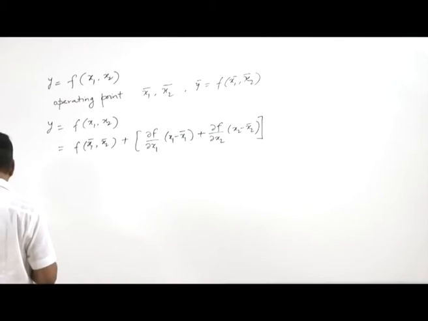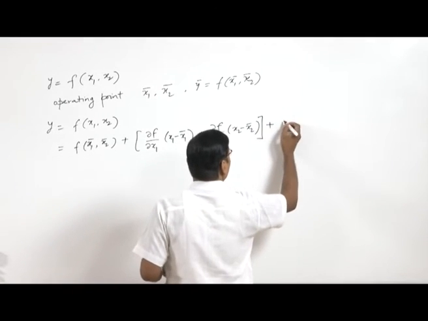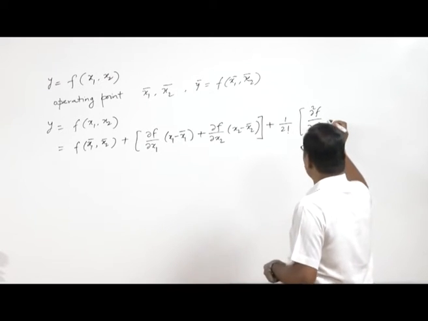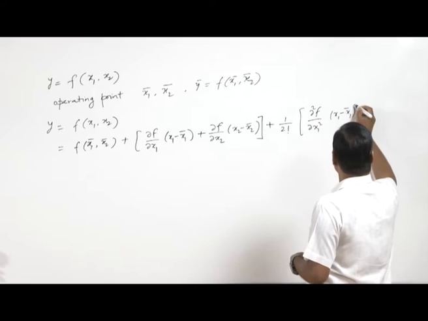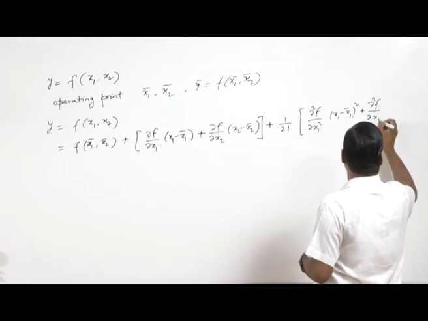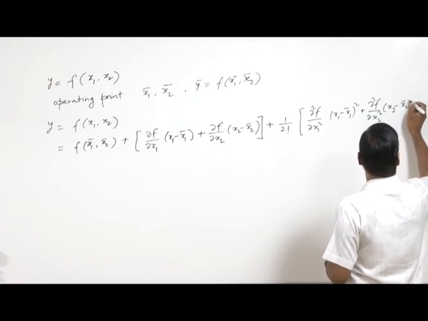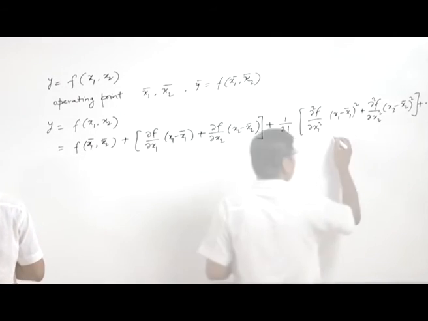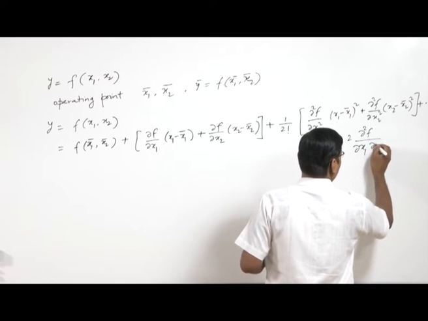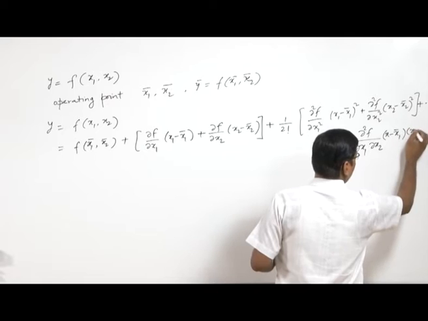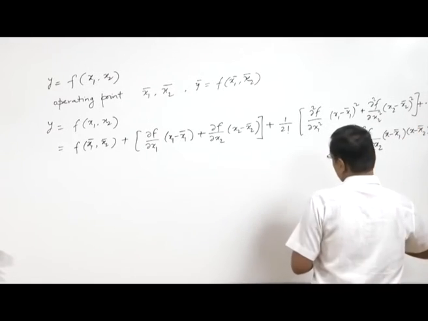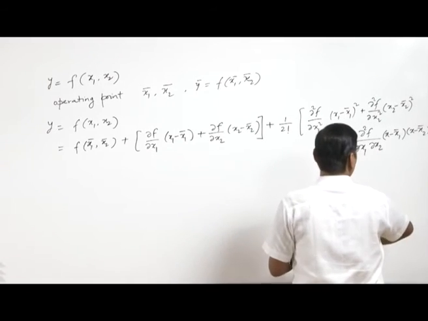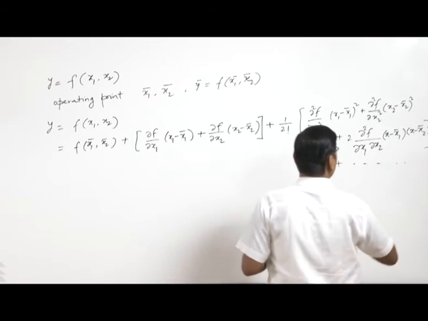This is the first derivative term, plus 1 by factorial 2 times del square f by del x1 square (x1 minus x1 bar) square plus del square f by del x2 square (x2 minus x2 bar) square, plus even higher order terms. So, this is part of the first derivative, the second derivative, and the higher order terms.